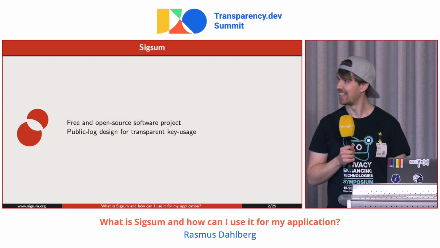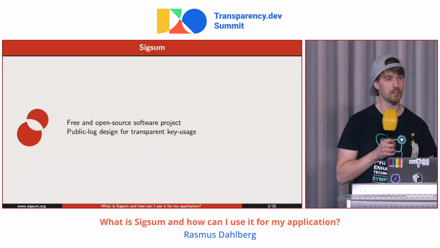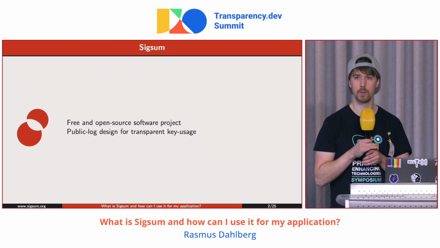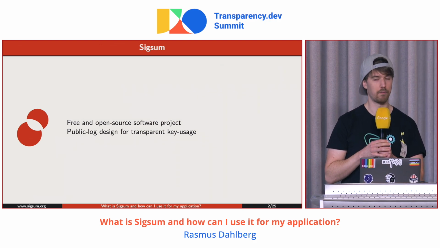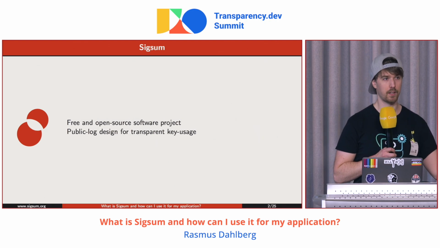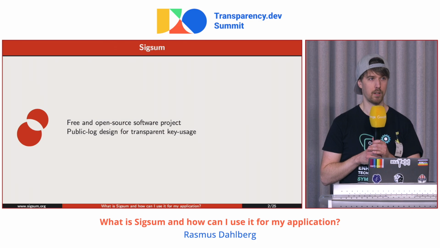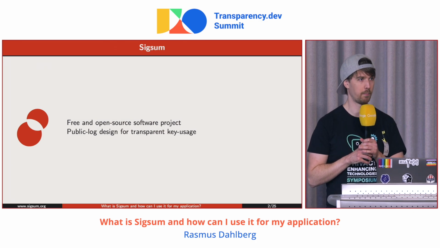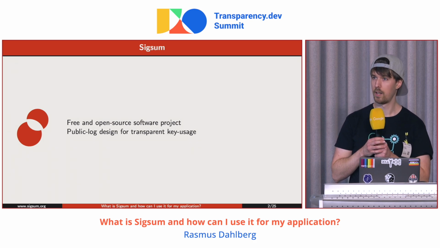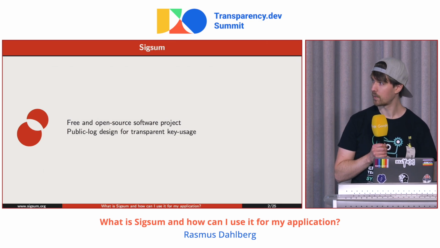I'm going to tell you about what Sigsum is and how we can use it for your application. So for short, Sigsum is a free and open source software project, and we provide a building block where you can discover which digital signatures are out there for what cryptographic signing keys. And the way that we approach this is by introducing a public append-only log for this building block. And basically what you get as a property here is transparent key usage. So every time you use your signing key, there's going to be a signature that's pushed into this log.